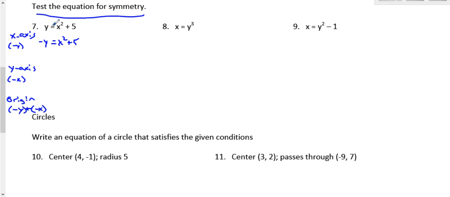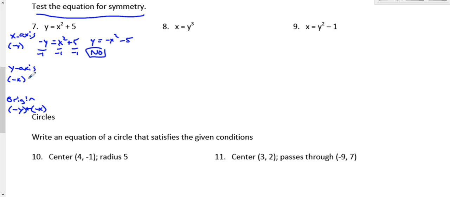So to get from negative y to positive y, there's only one thing I can do. I can divide by negative 1. So if I divide everything by negative 1, what's going to happen? I get y is equal to negative x squared, and that negative is not with the x being squared, it is actually separate, and then minus 5. So I can't do anything about getting this back to x squared plus 5 without multiplying by negative 1, which would then just get me back to where I started. So there is no symmetry with respect to the x-axis for this equation.